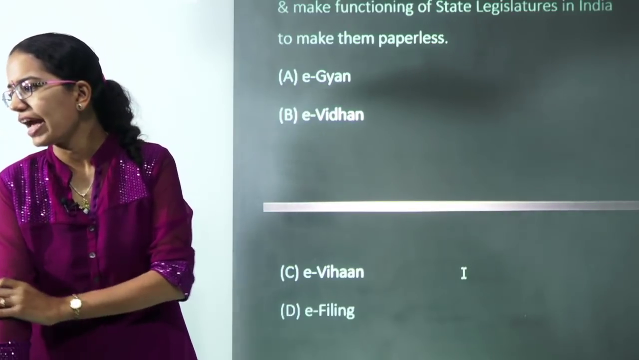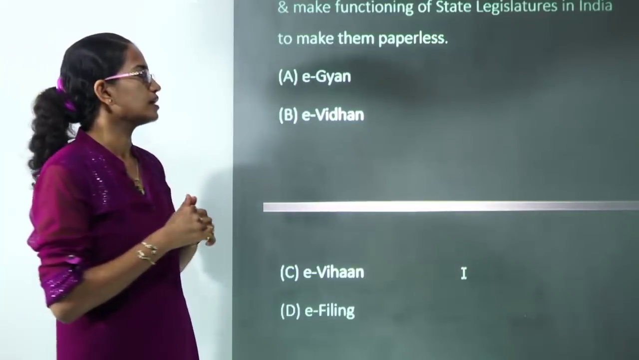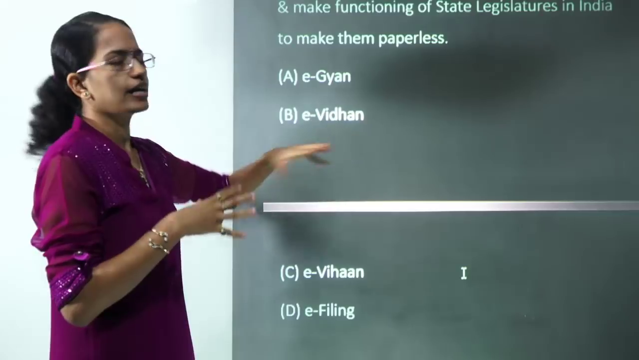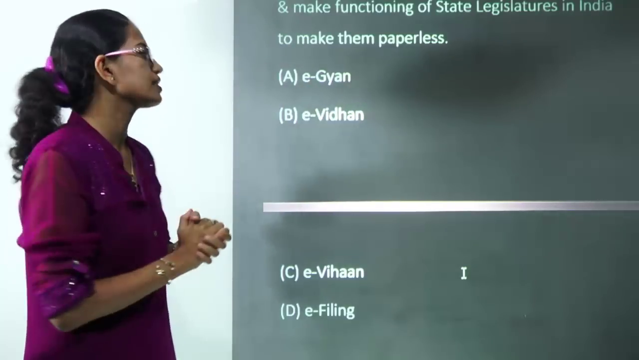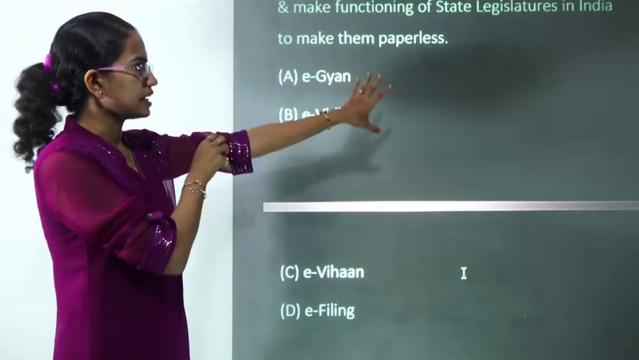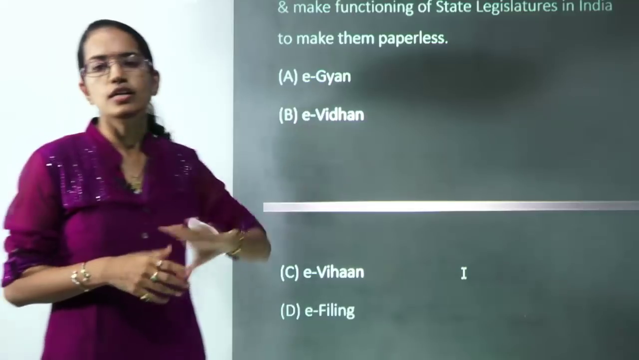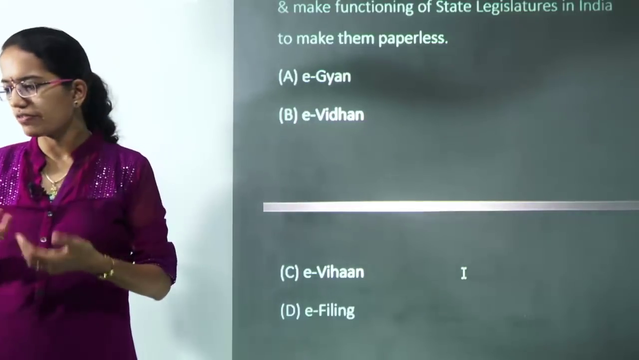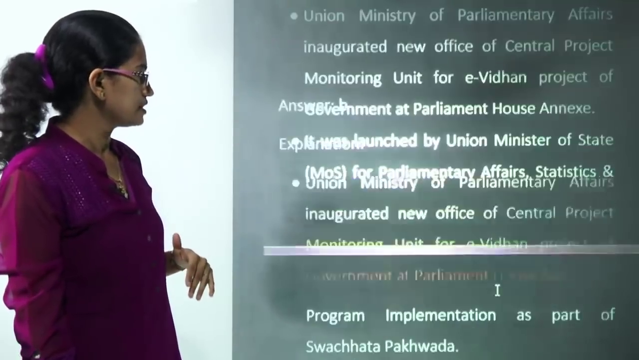You have B as the correct answer by Naina. So you have E Vidhan as the correct answer. So it's regarding the Vidhan Sabha, Vidhan Parishad. So that's the way you can remember it. So it's basically making the state legislatures paperless. So it's going electronic, and therefore E Vidhan. So from the Vidhan Sabha you have E Vidhan, and that's the way you can remember it. So you have B as the correct answer here.